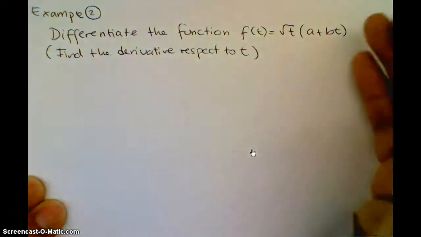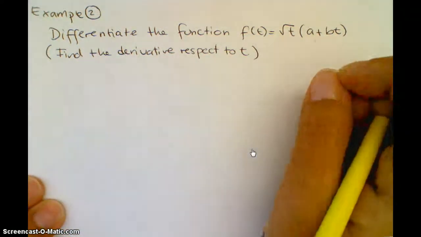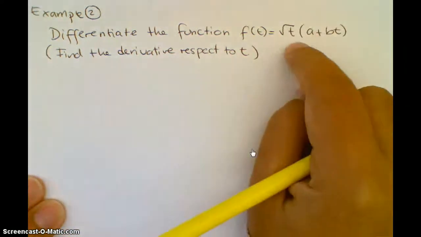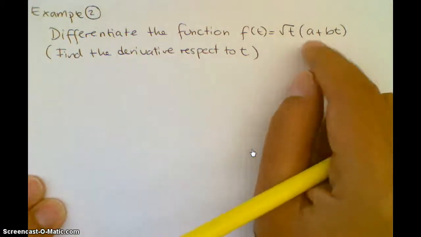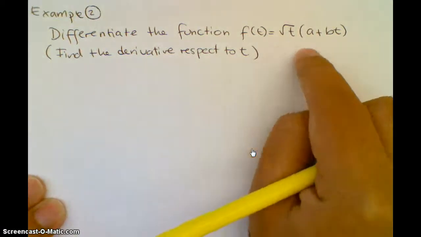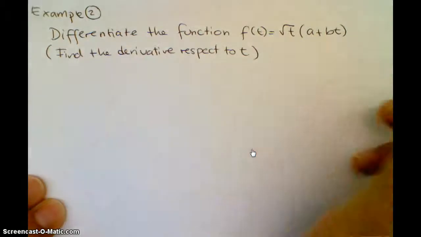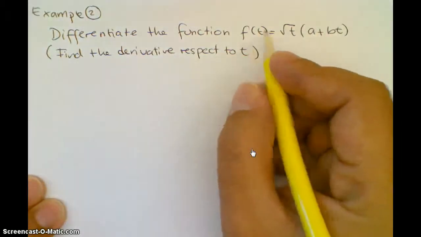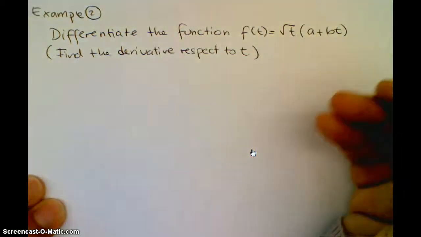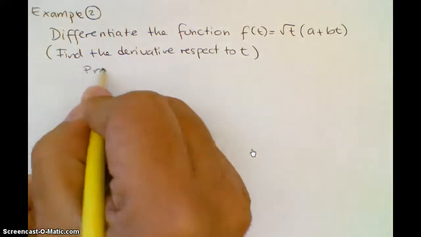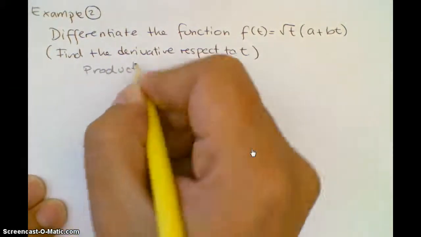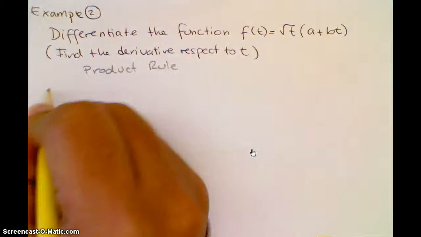Okay, so in example 2, I'm going to show you that actually just because we have a product, it doesn't mean that I'm going to apply the product rule. I have other options, but it just depends on what the factors are. So I have f of t equals rad of t times a plus b times t. I'm going to do this one using the product rule.